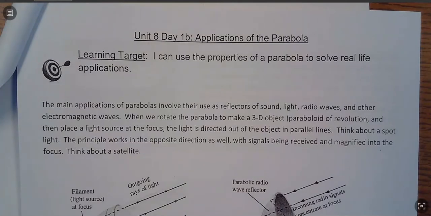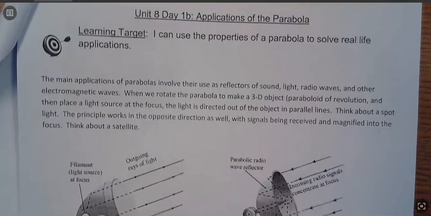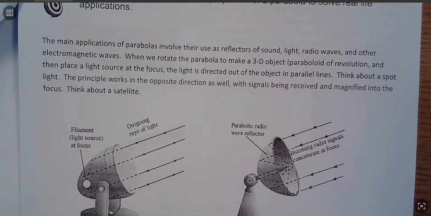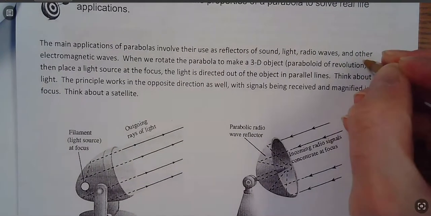If you didn't already know this, we use parabolas in so many things, especially a lot of stuff in space, directing communications. We use lights. The headlights in your car use a parabolic shape. The main application of parabolas involves their use as reflectors of sound, light, radio waves, and other electromagnetic waves. If you take that parabola and rotate it into a 3D shape, it makes paraboloids of revolution.